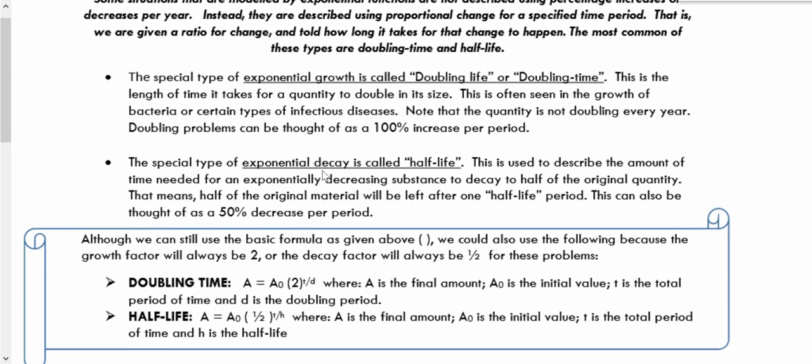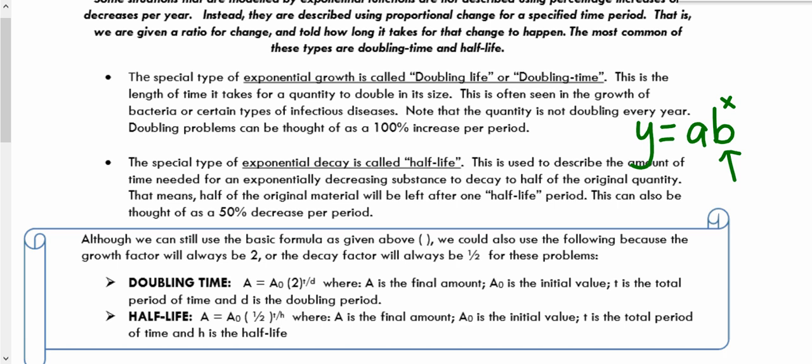Okay, now the formula you're going to use is exactly the same as before, y equals ab to the x. That formula is not going to change. It's still exponential, so we're still dealing with the standard basic formula. But in this case, we don't have a percentage, which means we don't have to calculate a growth factor. It's always going to be either 2 for a doubling time or a half for a half-life.